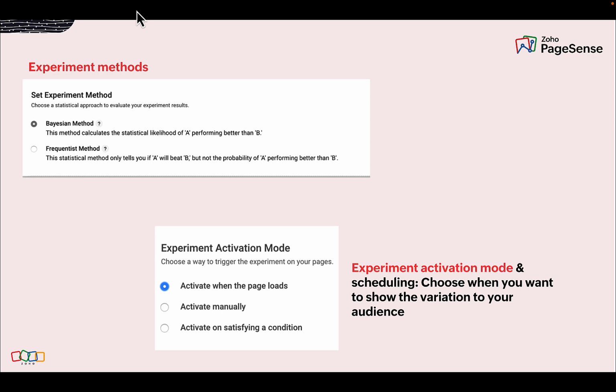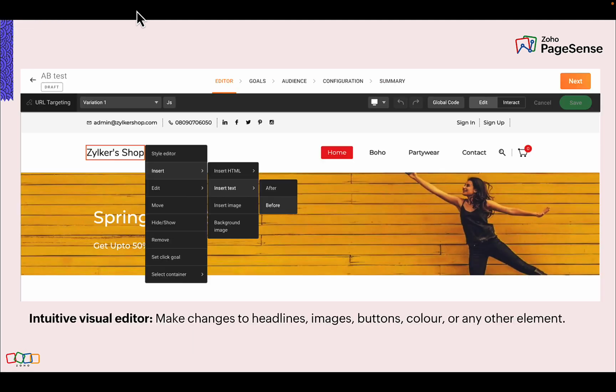You can also schedule your A/B test to start and end at a specific date and time. This is useful for testing different versions of your website during peak traffic times or for targeting specific seasonal promotions. So we have a visual editor, it is inbuilt. It's a drag and drop editor that allows you to create and edit variations of your web page without having to write any lines of code.